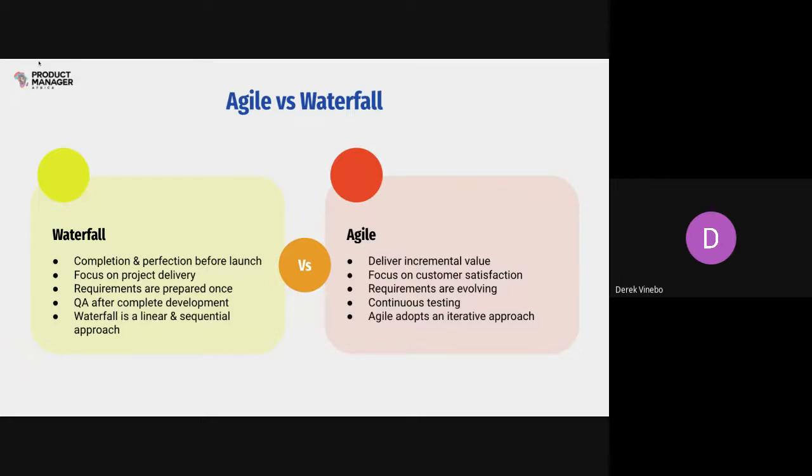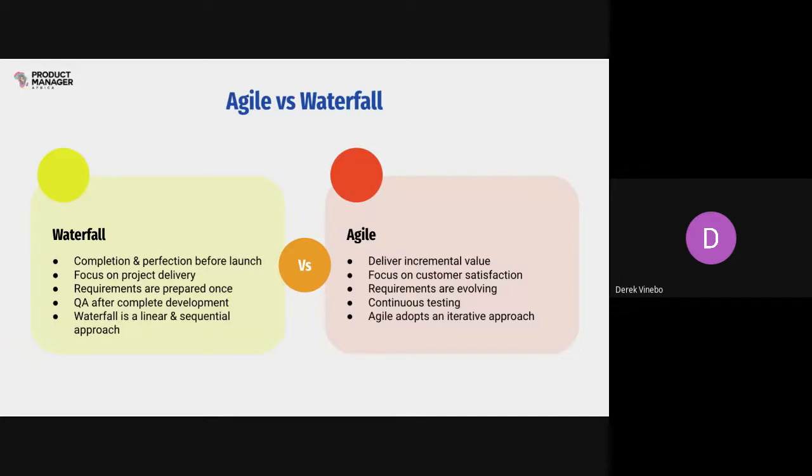The second difference between Agile and waterfall is waterfall focuses on project delivery, whereas Agile focuses on customer satisfaction. So in waterfall, the project manager is focused mostly on delivering the project. All they care about is, can we get this project to the finish line? But in Agile, you're doing everything possible to be concerned about, is the customer satisfied with what we are giving to them, right?